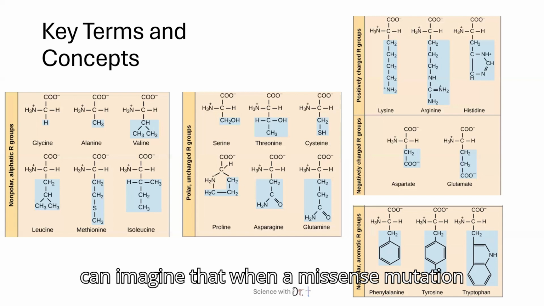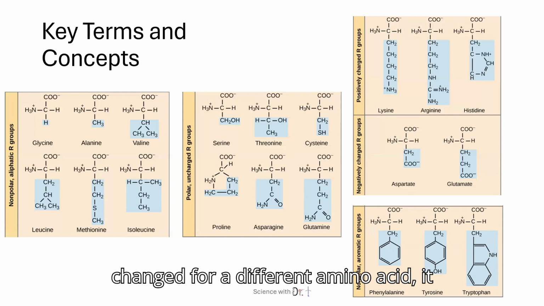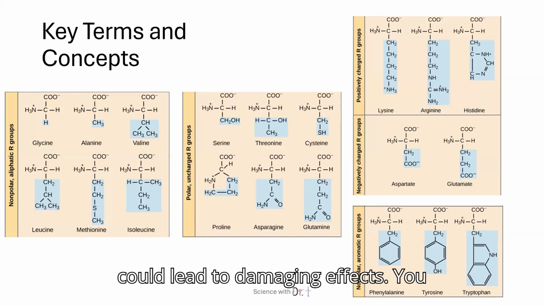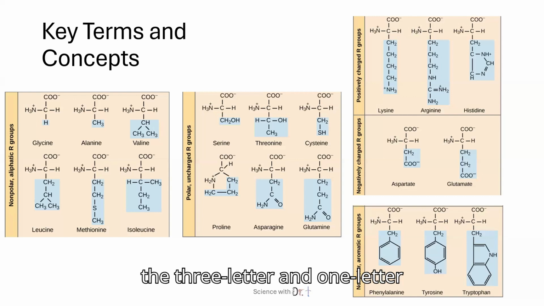So you can imagine that when a missense mutation happens, that's when one amino acid is changed for a different amino acid, it could lead to damaging effects. You should definitely be familiar with the structure of each amino acid, as well as the 3-letter and 1-letter abbreviations. Now, let's put these concepts into practice.